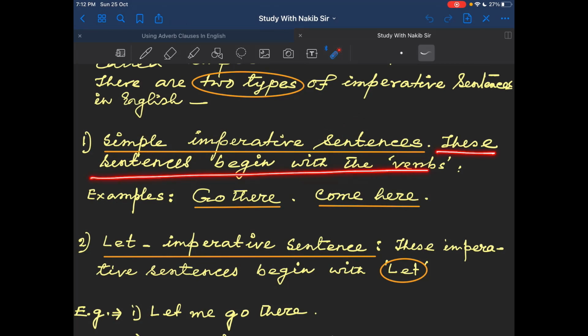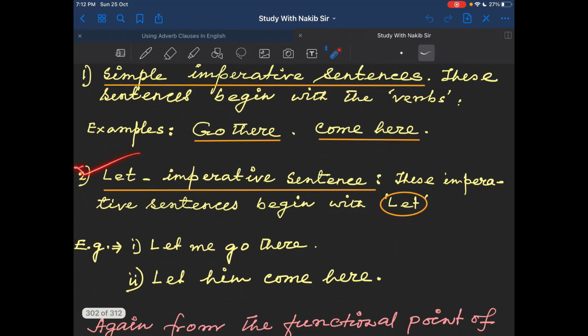These sentences begin with the verbs. Remember this. See the example. Go there, come here. See, go is a verb and come is a verb. So these are the examples of simple imperative sentences.